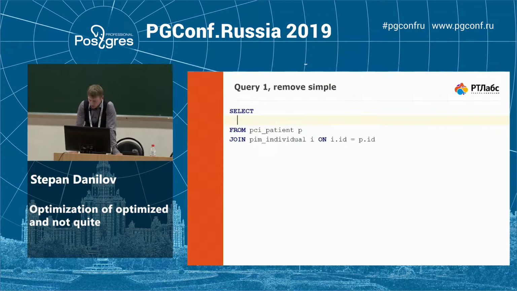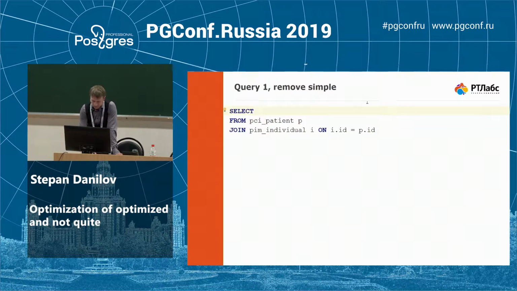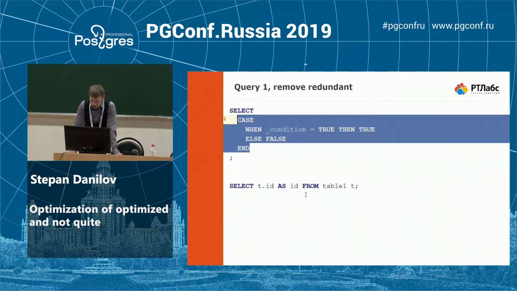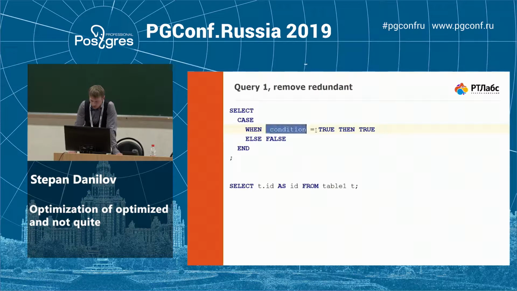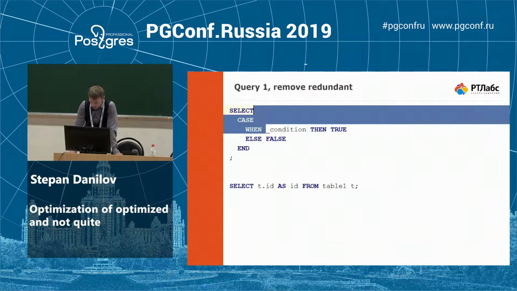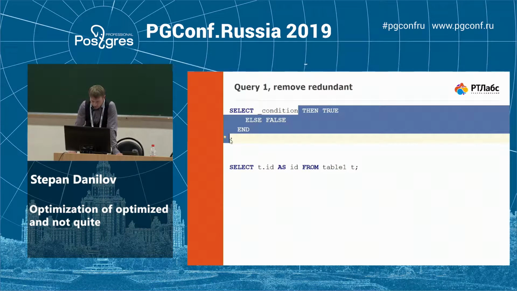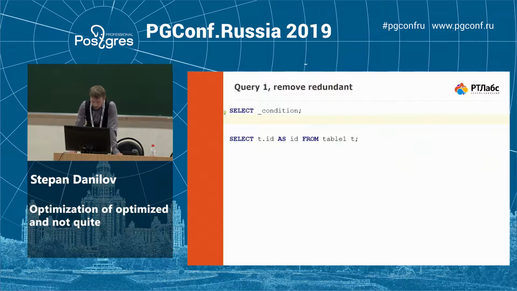constants, simple rows, simple functions, simple subqueries. In this fragment, you can see a case with many words. If you translate it into Russian, it says: when the condition is true, then it's true, or else it is false. But if you simplify this as a subquery, you are just asking whether the condition is executed or not.